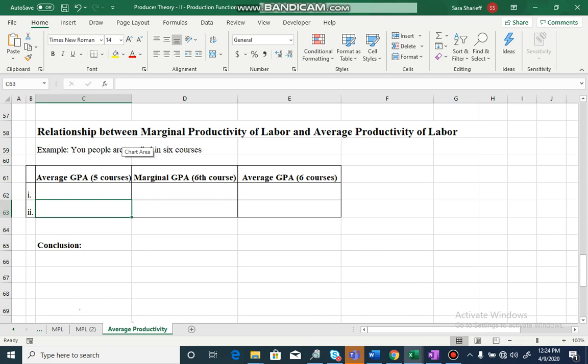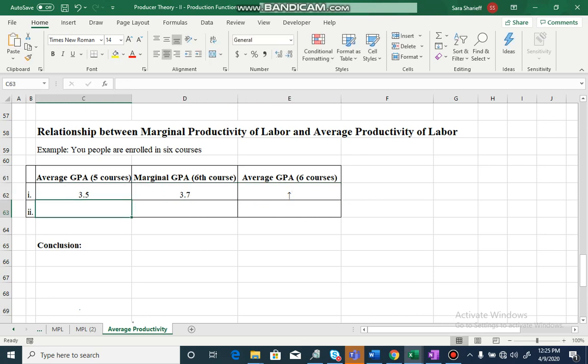Let's say your average GPA in 5 courses is 3.5 in situation 1. You're waiting for the result of the 6th course. I'm calling that marginal GPA. The 6th course is the marginal course, one additional course. Let's suppose your marginal GPA in the 6th course is greater than 3.5, let's say 3.7. What will happen to your average GPA of 6 courses? Naturally it is going to go up, right?